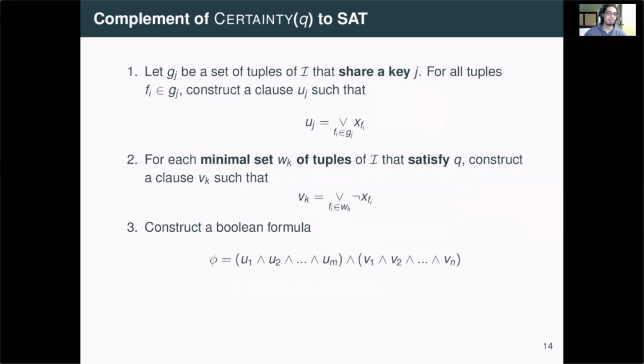So this set of clauses captures the inconsistency that's present in the database. In the second step, we look at the minimal sets of tuples that satisfy the query. And again, we form sets of clauses, VK, that contain the disjunctions of the negated variables corresponding to the tuples. So this set of clauses captures the satisfiability of the query over the data.